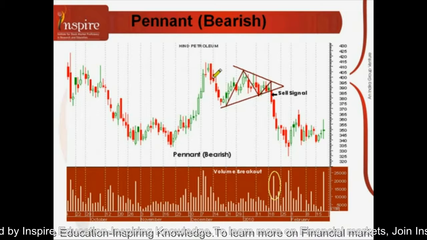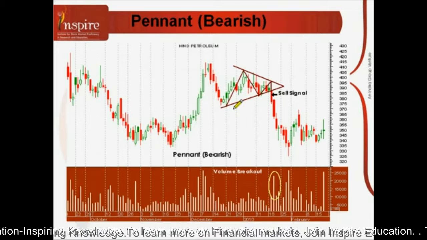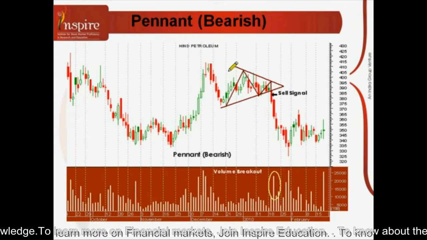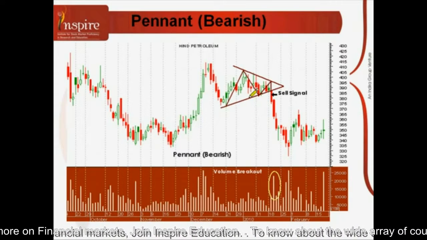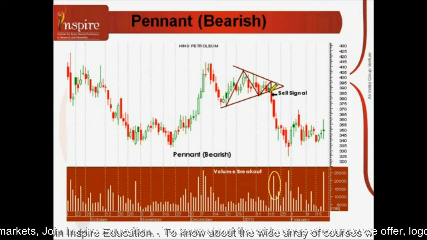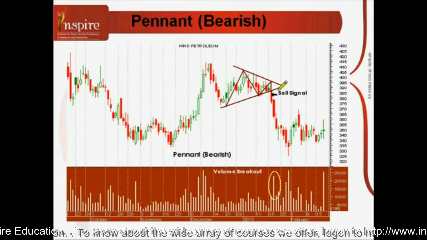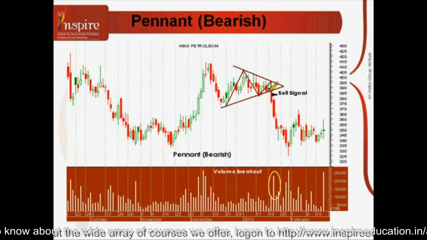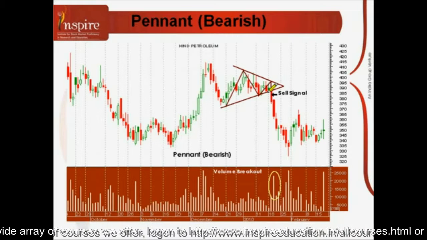This steep or nearly vertical drop in price is followed by two converging trend lines that form a narrow tapering flag shape. See, the pattern as seen in the chart consists of two converging trend lines. There are two trend lines, the first upper trend line and the lower trend line, and both the trend lines are converging at this point. They converge at this point, and that forms a narrow tapering flag shape.